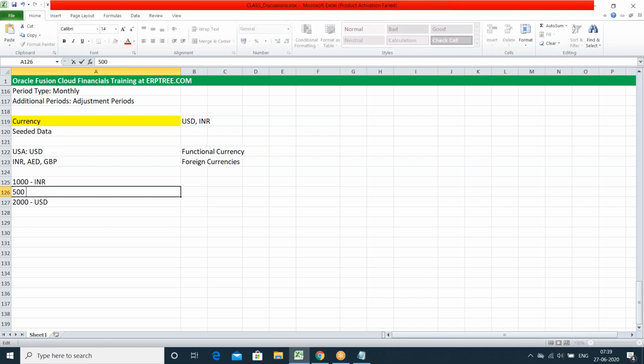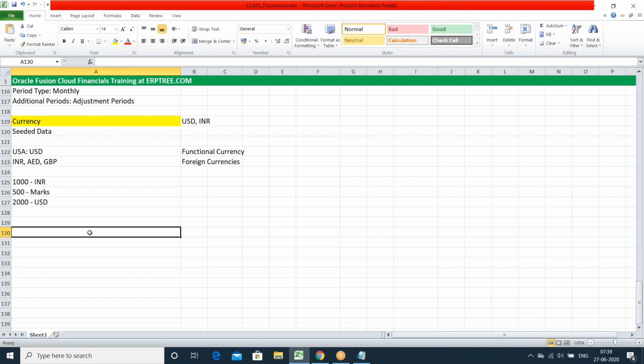So I'll say this 500 are marks. It could be anything, right? The value may be related to currency value or may not be related to currency. If not marks, I will say 500 square feet, or 500 kilograms or meters or miles. These all are measurements only. Rupee is the measurement for Indian currency. Dollar is the measurement for US currency. And marks is also a measurement. So these all are measurements.